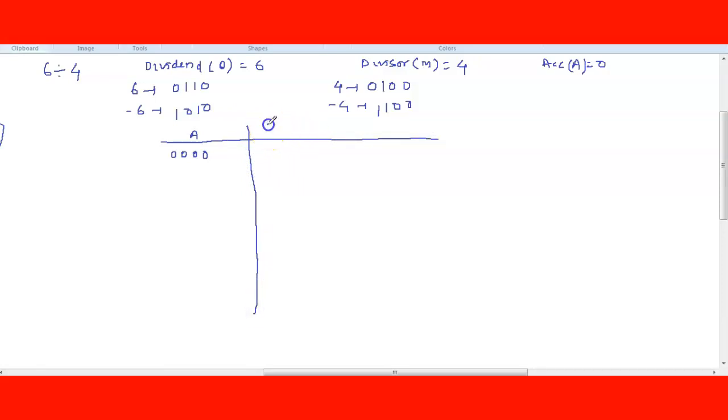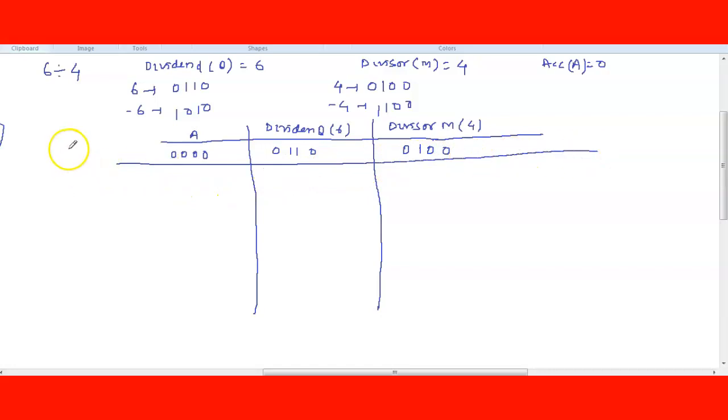This is the dividend, which is 6. So this value is 0 1 1 0. This is the divisor, which is m, that value is 4, with 0 0 0 1 0 0. So these are the initial values which are given, the initialization. Now step 1, how many steps are required?